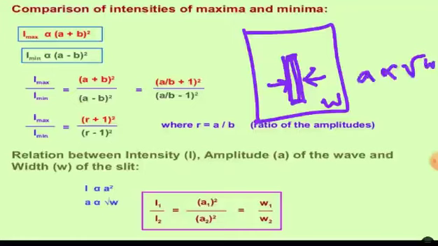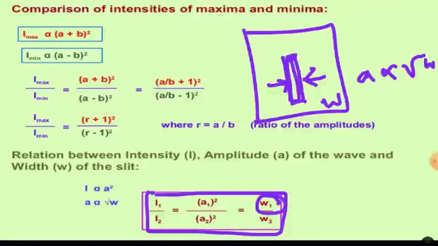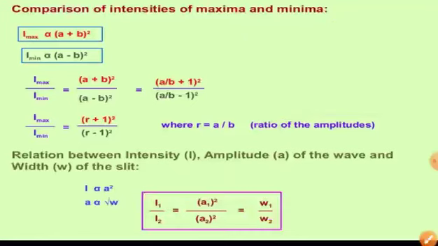So if you express all those things in this expression, then you will get that the intensity of the two waves is directly proportional to the width also. Intensity of the first wave is directly proportional to the width of the first slit. Intensity of the second source will also be directly proportional to the width of the second slit. That is how we can express intensities in terms of the width of the slits. Got it?